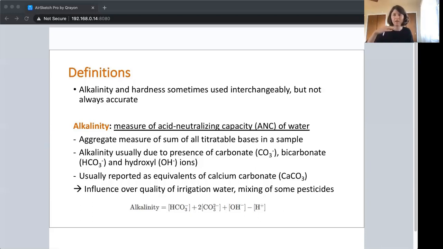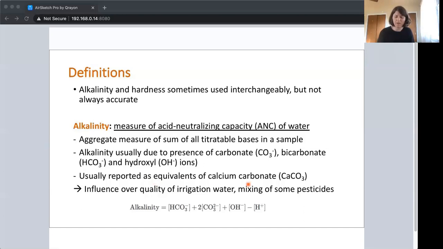More alkaline means greater capacity to consume these acid-forming ions. And to measure this, it's a sum of all titratable bases in a sample. We don't have time to go into that too much, but here its alkalinity is due to the presence of carbonate, bicarbonate, and hydroxyl ions. So you can see that overlap there, that the presence of these carbonates allows for soil water to consume those hydrogen ions and maintain a higher pH because you're not allowing the soil water to become more acidic.